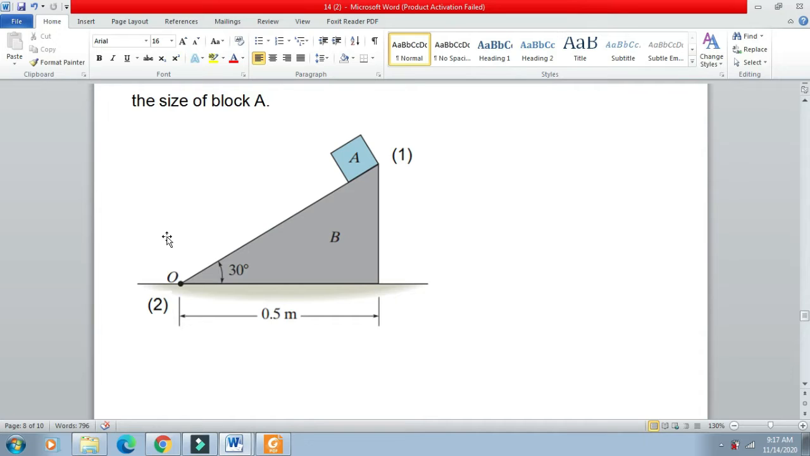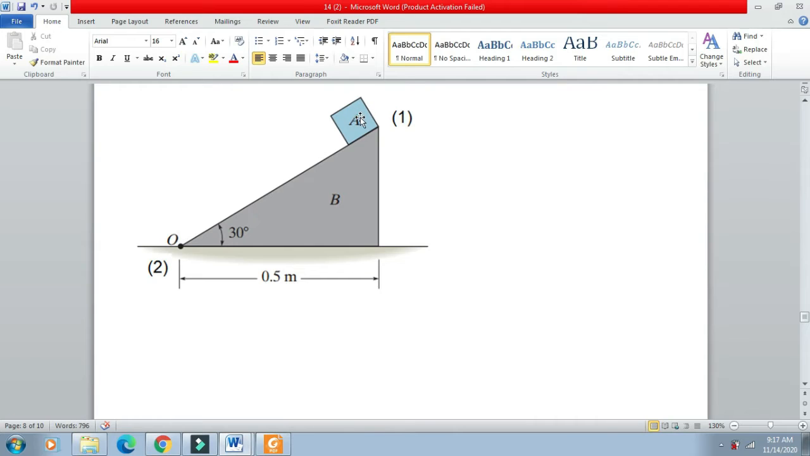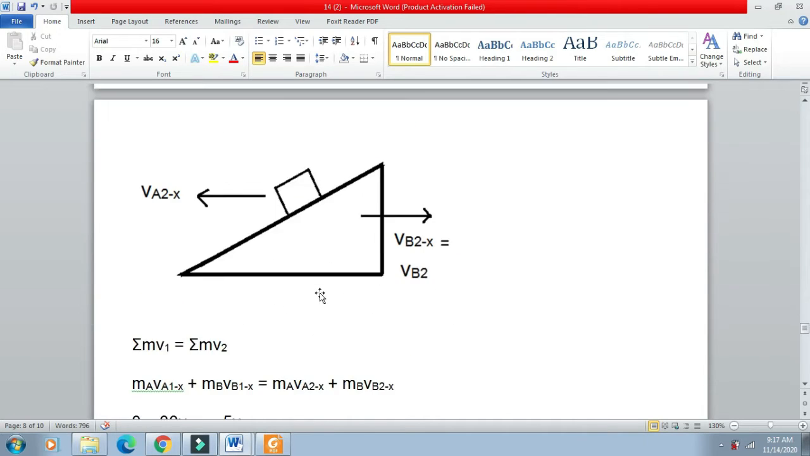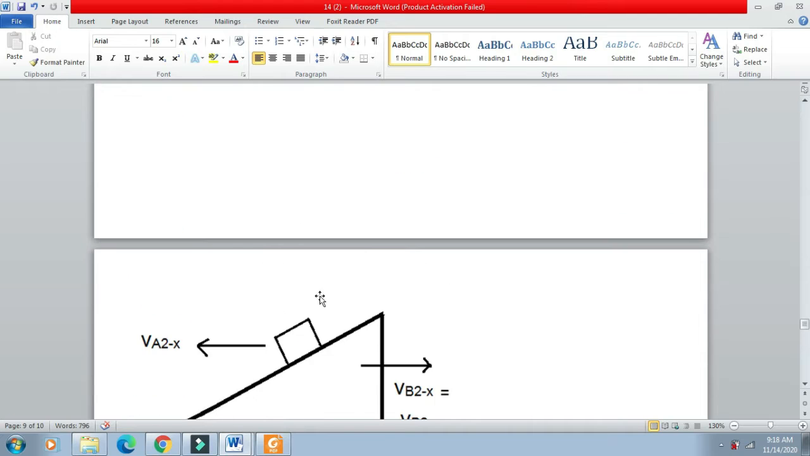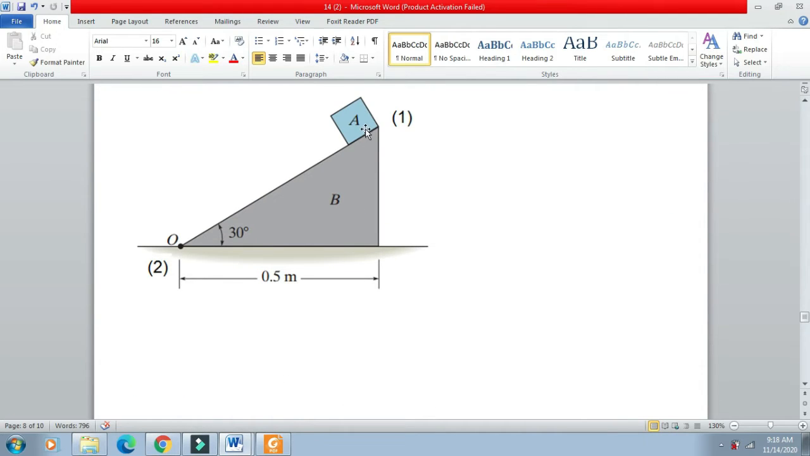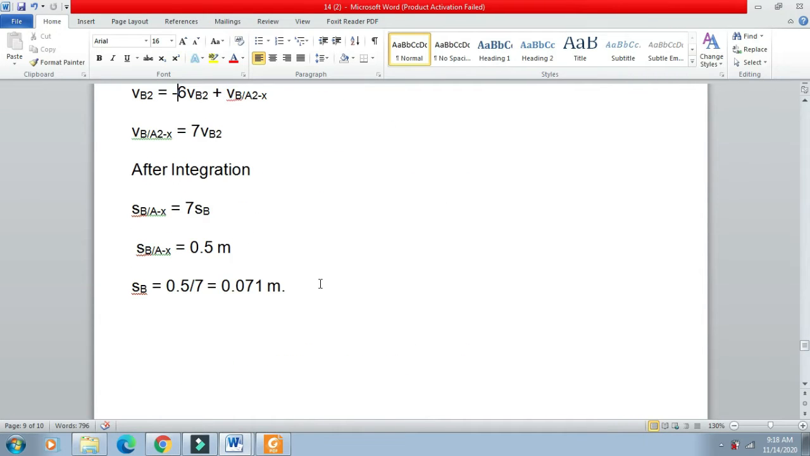With respect to A, the distance covered is 0.5 meter, because when A reaches up to the bottom, the relative distance covered by A is 0.5 meter. So we substitute 0.5 in this equation, we will get the actual distance covered by block B. So actual distance covered by block B is 0.5 divided by 7, and this gives 0.071. So the relative distance covered is 0.5. A moves 0.5 with respect to B, or we can say that block B moves 0.5 meter with respect to A, but the actual distance covered is 0.071 meter.